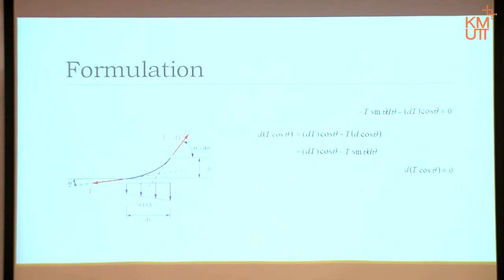What is T cosine theta? T cosine theta is your component of the force in the x direction. Correct? D means the change. If it equals 0, then it means that the change in the horizontal component of this tension is 0. Translate English into Thai.